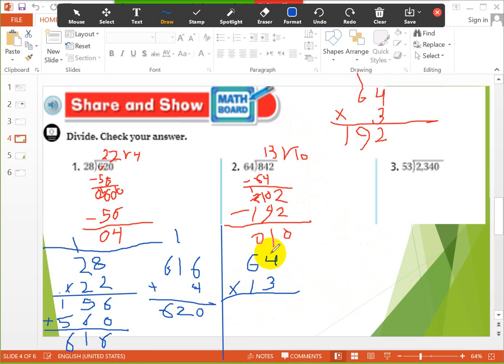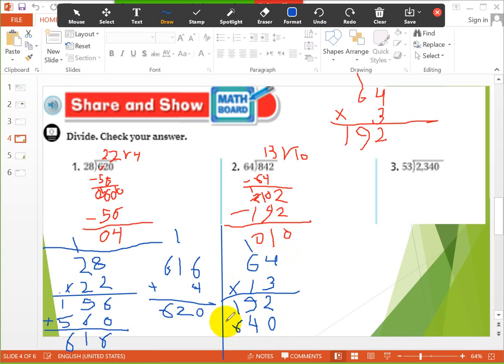3 multiply 4 equals what? Equals 12. So I'll put 2 here and 1 above the tens. 3 multiply 6 equals 18 plus 1 equals 19. Now I will multiply the tens. 1 multiply 4 equals 4. 1 multiply 6 equals 6.